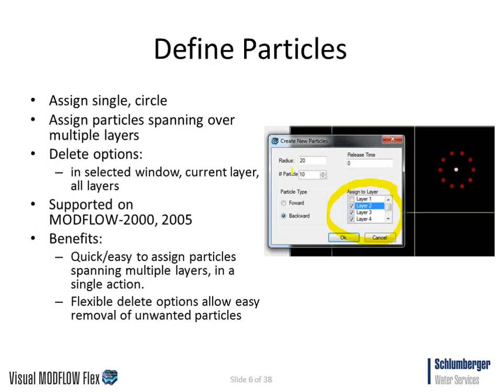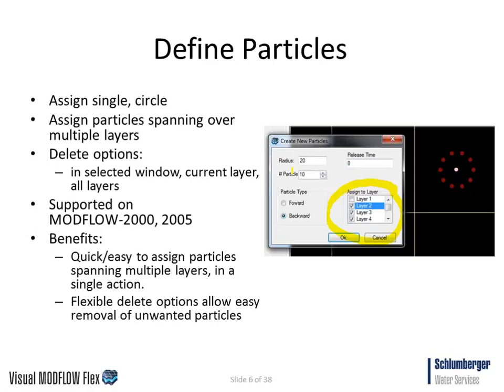We've offered several options for deleting particles. You can digitize a window or polygon around the particles you want to delete, and they'll be removed. This can be in the current layer. For example, you can delete all the particles in a specific layer, or delete all particles in all layers.